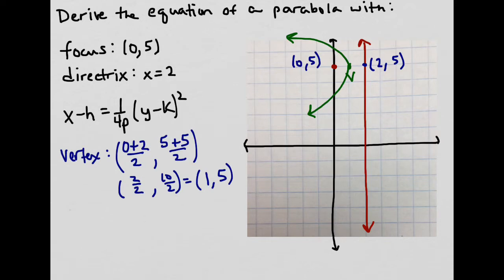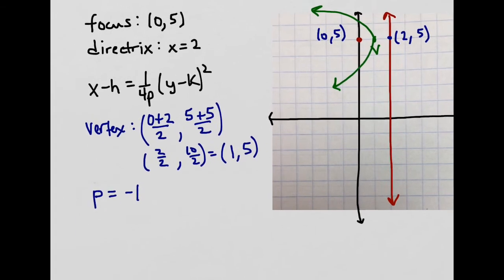And I can determine p by finding that distance between the vertex and the focus. Or I could go from the vertex to the directrix. Doesn't matter since they're the same. So I can see clearly that this is a distance of 1. So my p equals 1, and it's going to equal negative 1 because my graph is opening to the left.